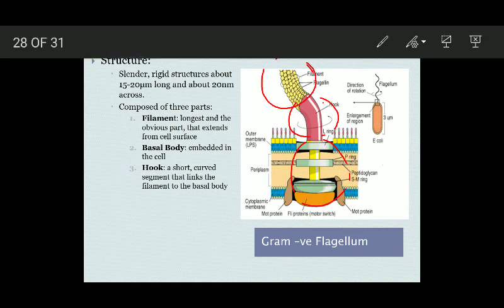It is composed of three parts: filament, basal body, and hook. Filament is the longest part and is obvious to us. It is apparent to us. We can see this under the microscope. Then basal body is that part which is embedded in the bacterial cell, cell membrane and cell wall. And finally hook. It is a short segment which links the basal body to the filament.